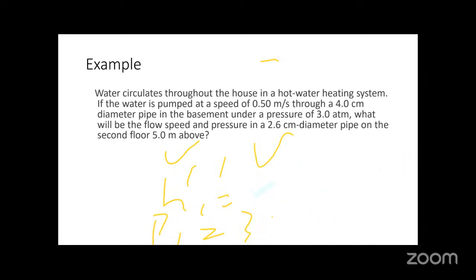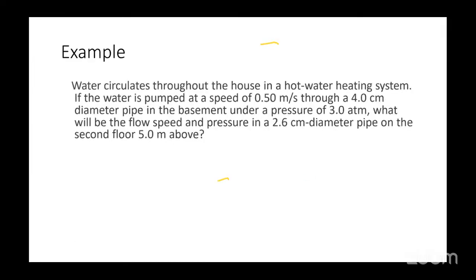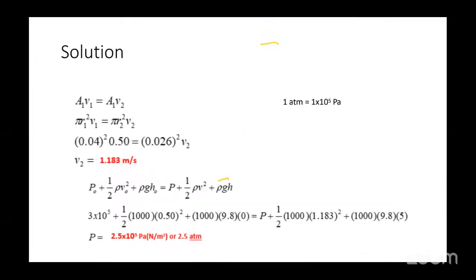We cannot use Bernoulli. So the first thing to find the velocity, or the flow speed, we use the continuity equation. And then when we've gotten the V2, we'll now use Bernoulli's equation to find pressure 2. So let's move to the solution. So here we have V2 to be 1.182. And then we apply the Bernoulli's equation.